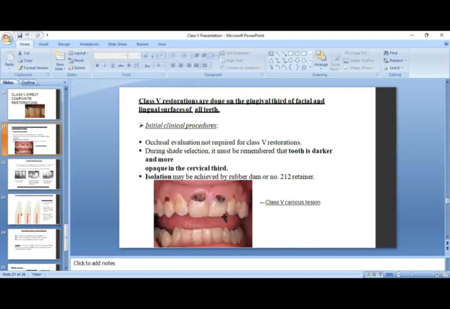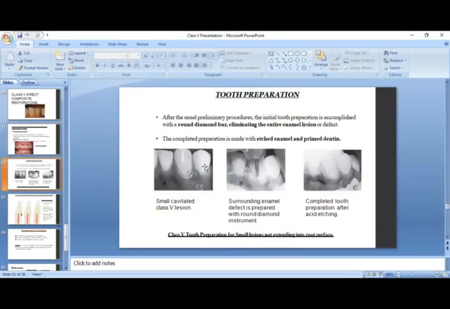Isolation must be achieved with the rubber dam, with the 212 clamp. What is the 212 retainer? This is a very special kind of retainer that we use for the class 5 restoration. For a small carious lesion, we remove the lesion with a round bur.